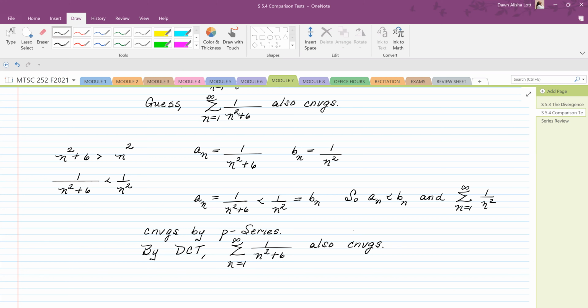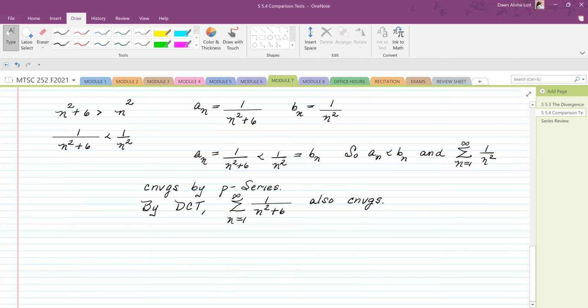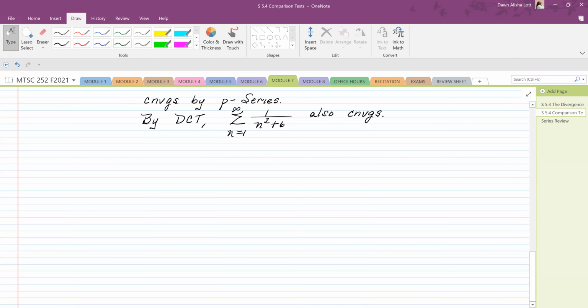Okay, so you have to do whatever you can to try to make it look like whatever you need it to look like. Okay. Here's another example. This one's more difficult. Summation n equal 1 to infinity of 1 over n factorial.